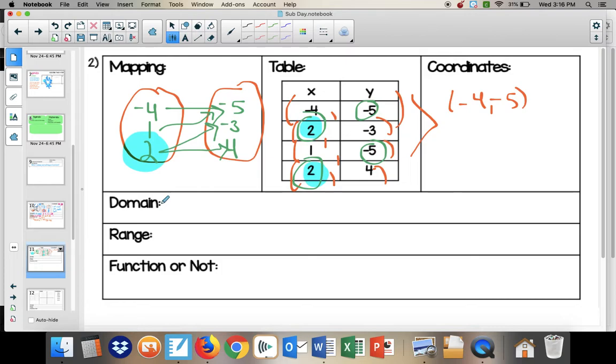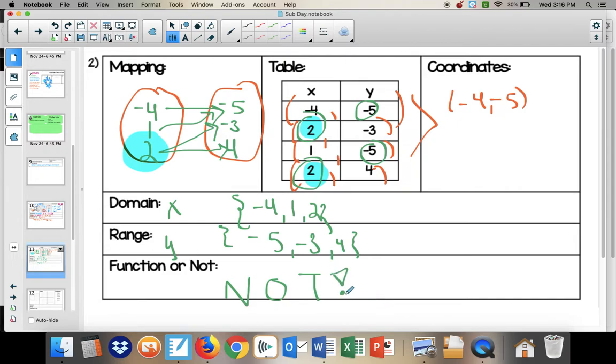So my domain is domain for x or y. Hopefully you said x. So it would be in order, -4, 1, 2. You're mapping in order. So my y is my range. Bracket, -5, -3, and 4. Better. All right, function or not? Well, repeats, which means it is not a function.